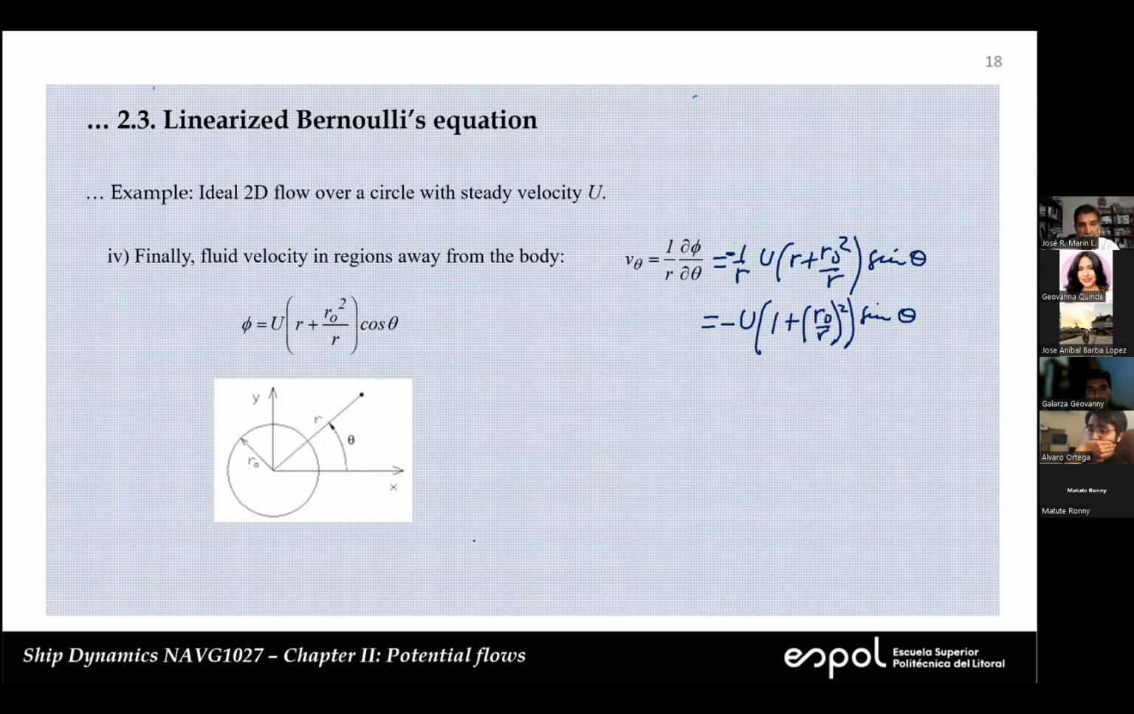So if I am up here in this region, okay, what type of fluid motion would you expect? Well, I would expect that this moves like this, right? Because I'm away from the body. So let's evaluate this in this region. What value, more or less, would be for theta in this region?